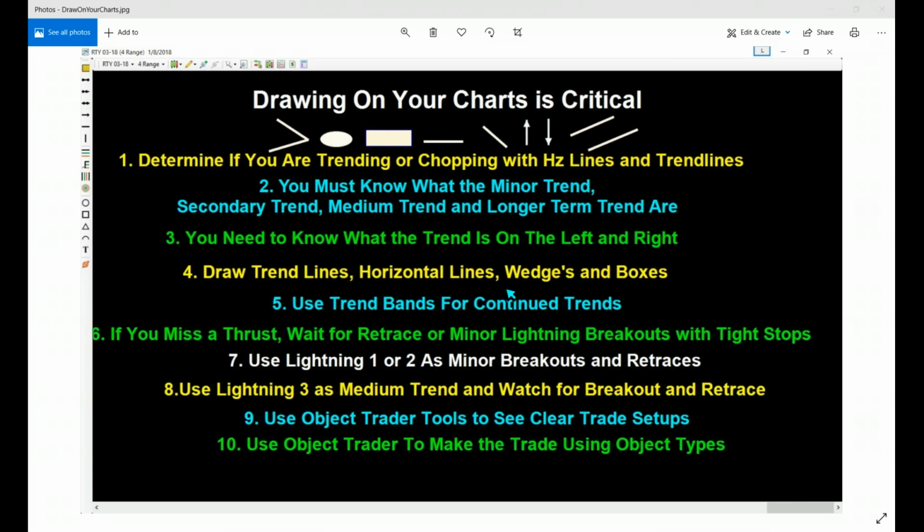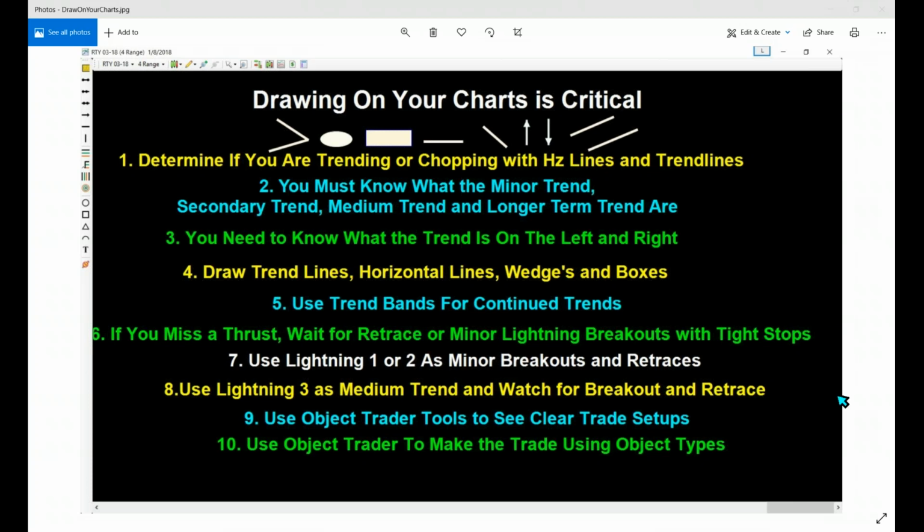All right, be sure to draw trend lines, horizontal lines, wedges, and boxes, just like we talked about up here. And use your trend bands for continued trends. If it's stair-stepping in the upward direction, to give an example, you probably want to be careful taking shorts. Now, if you miss a thrust, we either wait for the retrace, or we take minor lightning breakouts, or even minor lightning pullbacks, as far as that goes too, with tight stops. Use lightning 1 or 2 as your minor breakouts and retraces. Use lightning 3 as your medium trend, and watch for breakout and retrace. And of course, we use Object Trader to take these trades.